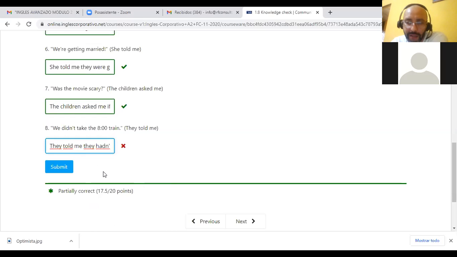And the last one. Okay, let's take a look. We didn't take the 8 o'clock train. Okay. It's we. They told me they hadn't taken the 8 o'clock train. Yeah, that would be what I would put, gotten. But maybe they took it as an instruction. Try the same thing. Try the same as we just did. They told me they didn't take the 8 o'clock train.